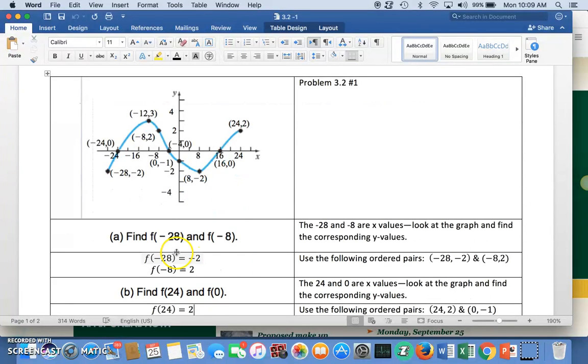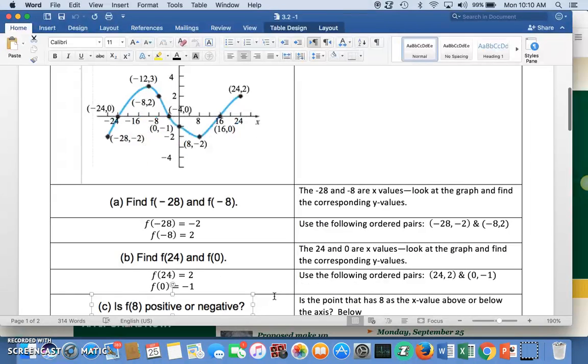The first problem here, A, is to find f of negative 28 and f of negative 8. Well, this is the x value, so you go over to where negative 28 is, go down, and find the point on the graph. This is the point we're referring to. That's the x, and it's asking for the y value, so the answer is negative 2. F of negative 8, you go to negative 8 and look for its point. It's right up here. These are the coordinates of that point. When x is negative 8, y is 2.